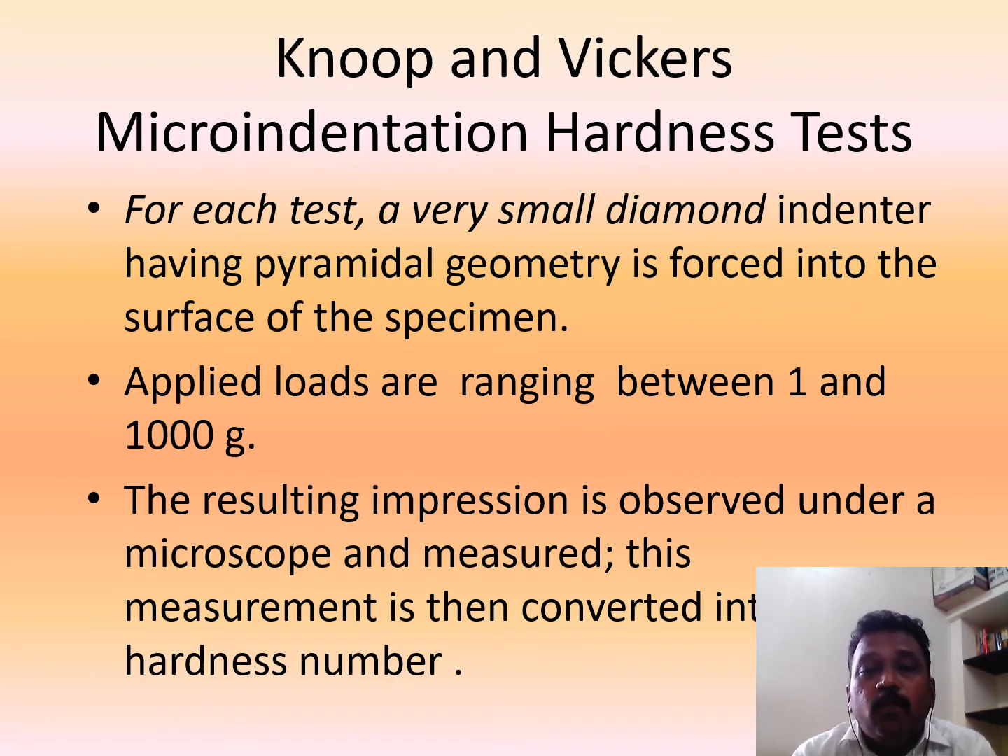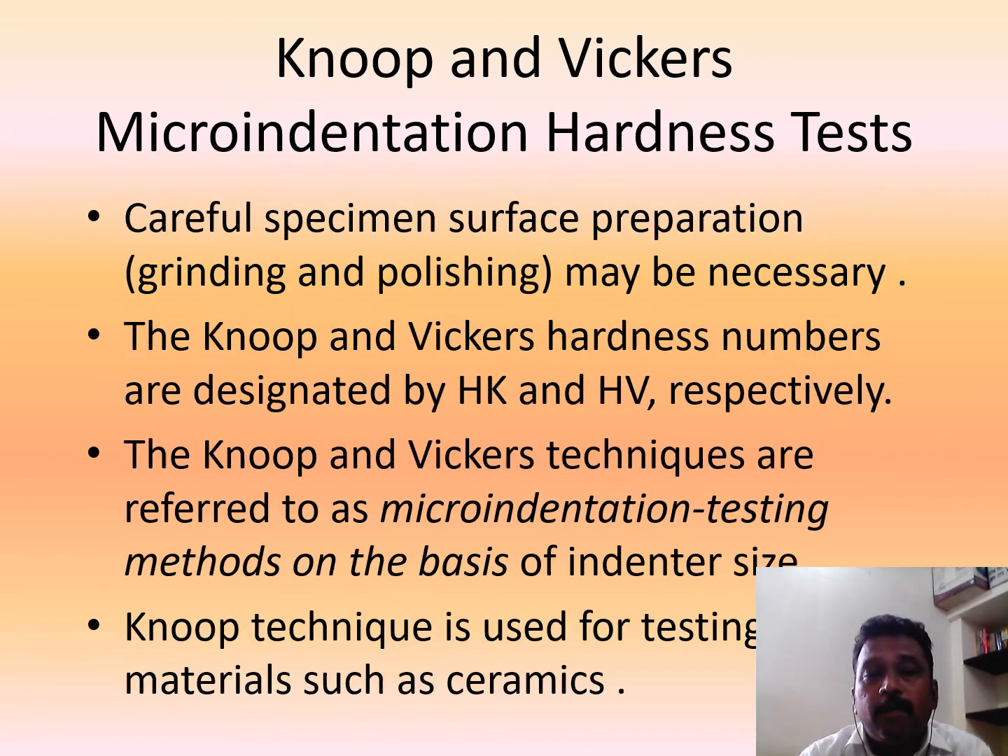Next comes the Knoop and Vickers hardness tests. These are microhardness tests, also called microindentation hardness tests. We use a very small diamond indenter with a pyramidal geometry, forced into the surface of the specimen. The loads are between 1 to 1000 grams. The resulting impression is observed under a microscope and measured, then converted into a hardness number, that is, Knoop and Vickers microhardness numbers.